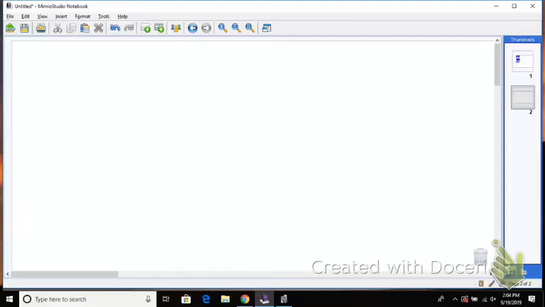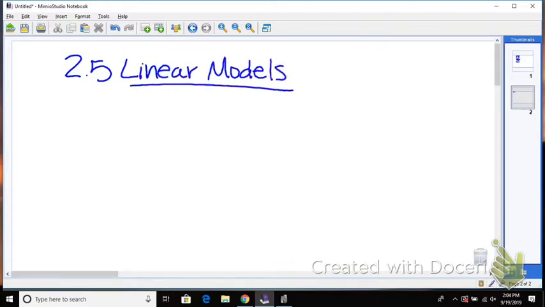So what we're going to do, this is 2.5. We're going to call it linear models. You're not going to be taking a lot of notes, but you're going to want a place to write the equations down that you get in the calculator.